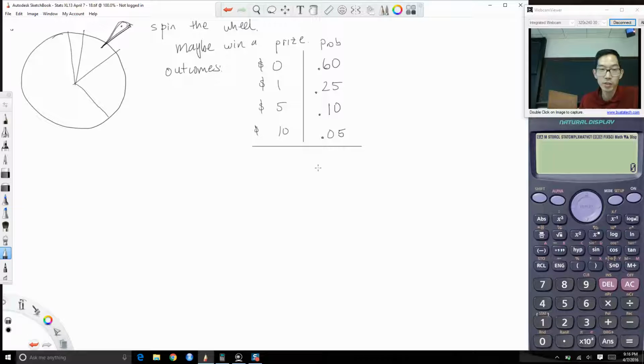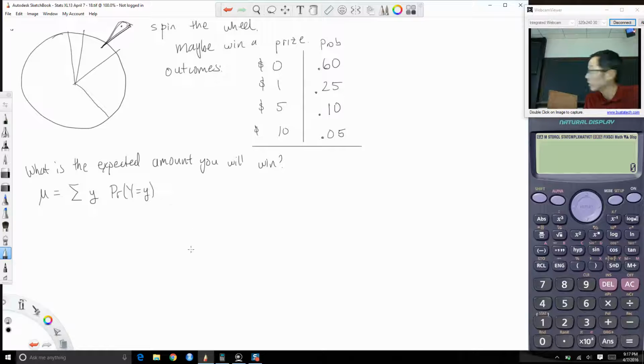35, 50, yeah, okay. So what we have here is, what is the expected amount you will win? Okay, so here we're asking for the mu, which is going to be the sum of each outcome y times the probability that the random variable takes on that value y.